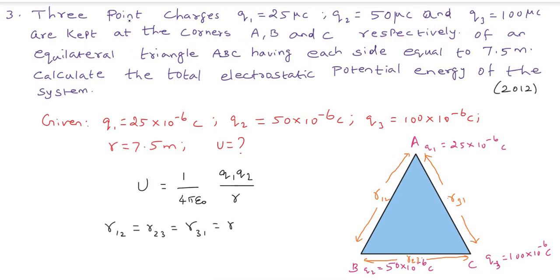Third sum: 3 point charges Q1 equal to 25 microcoulomb, Q2 equal to 50 microcoulomb and Q3 equal to 100 microcoulomb are kept at the corners A, B and C respectively of an equilateral triangle ABC having each side equal to 7.5 meter. Calculate the total electrostatic potential energy of the system. Board question 2012.